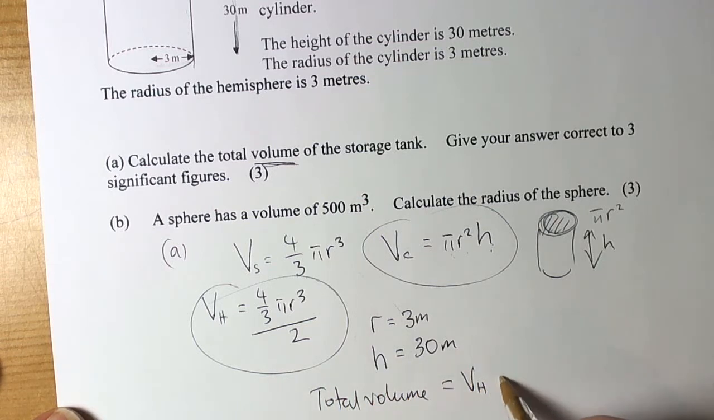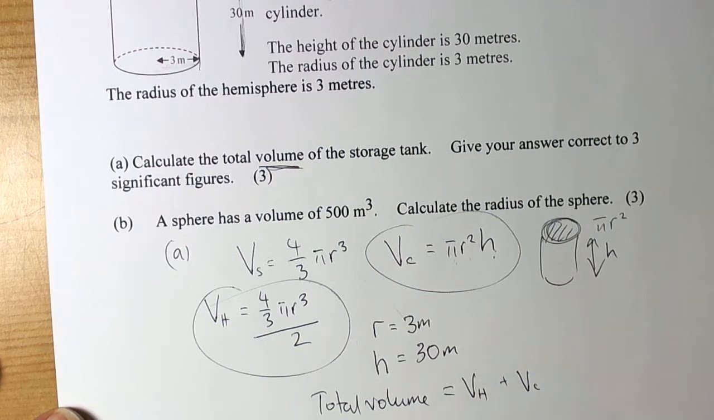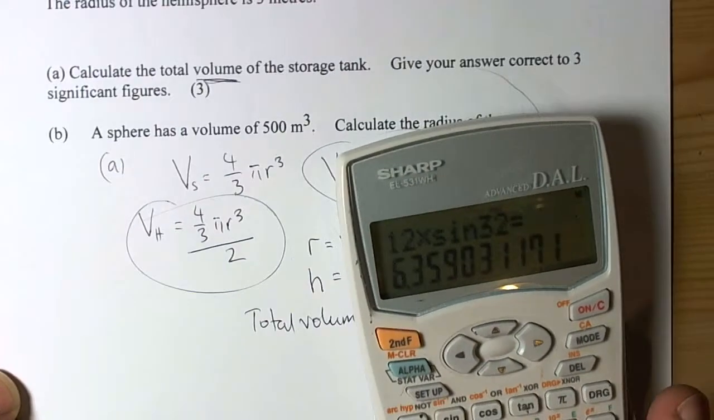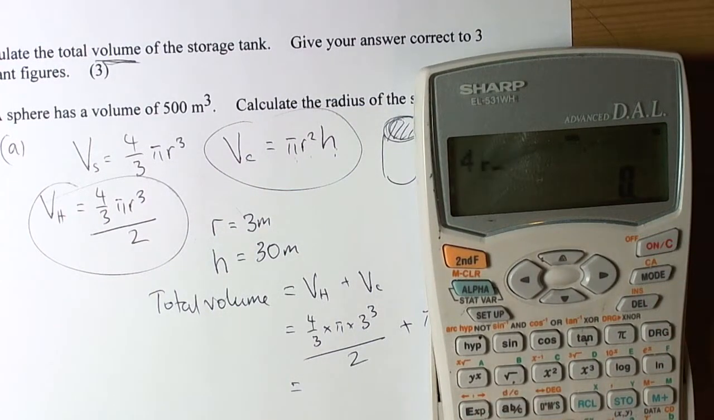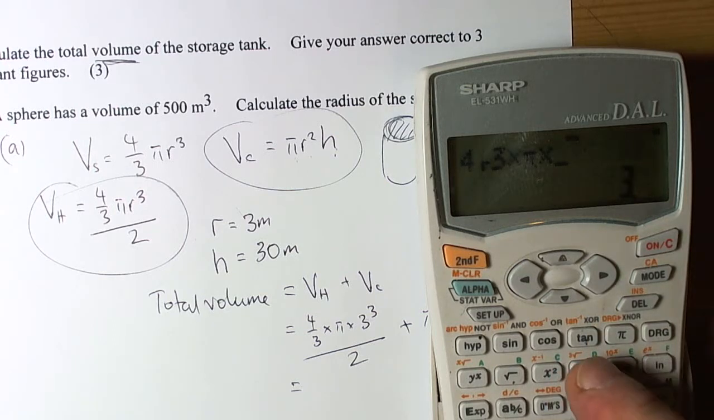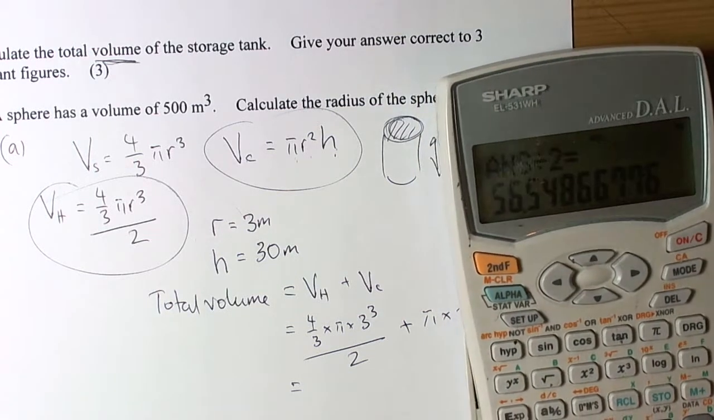So the total volume is equal to the volume of the hemisphere plus the volume of the cylinder, so that's going to be 4/3 times pi times 3 cubed divided by 2, plus the volume of the cylinder, which was pi times the radius 3 squared times the vertical height of 30. We've put our numbers into the formulas, and then it's a case of using our calculator carefully. So 4/3 with the fraction button, times pi times 3 cubed, equals, divide by 2. That's the volume of the hemisphere.